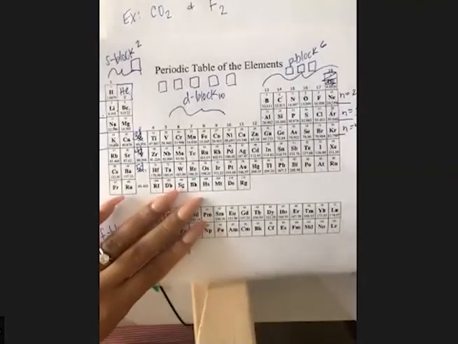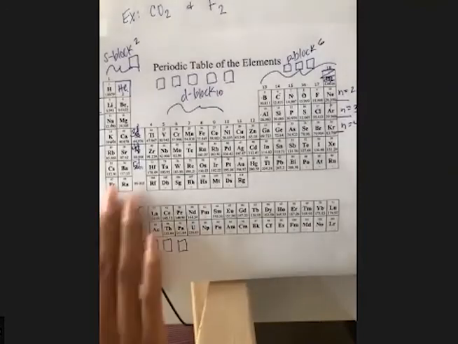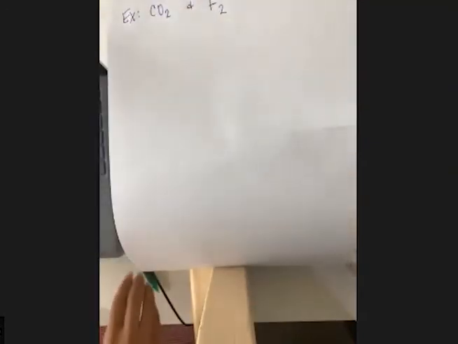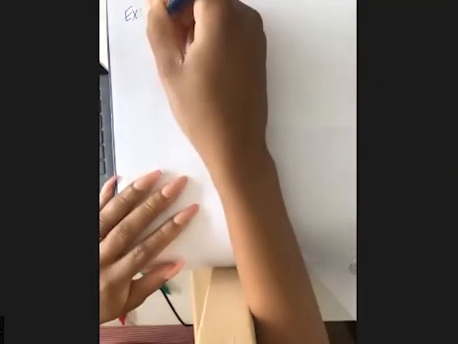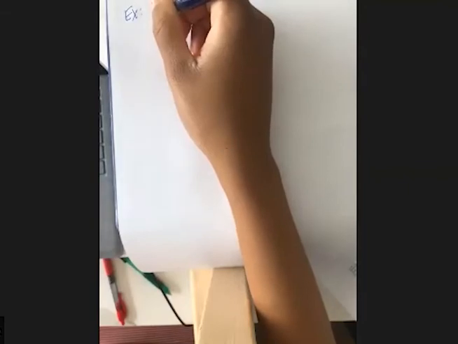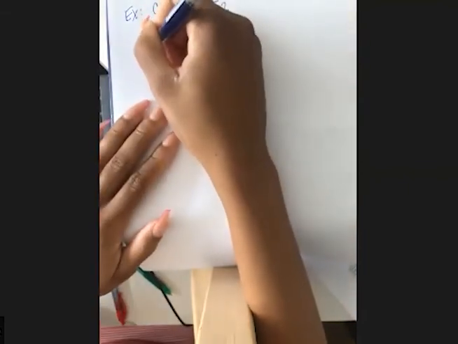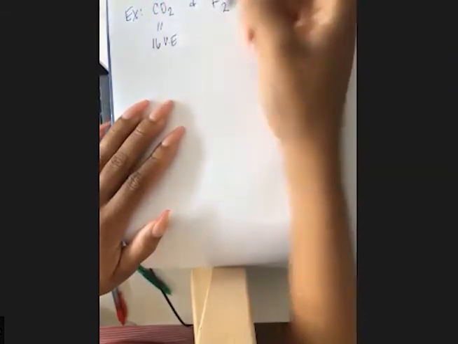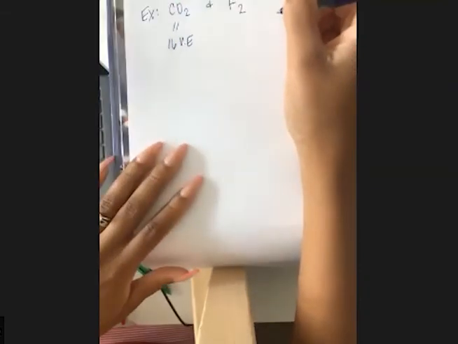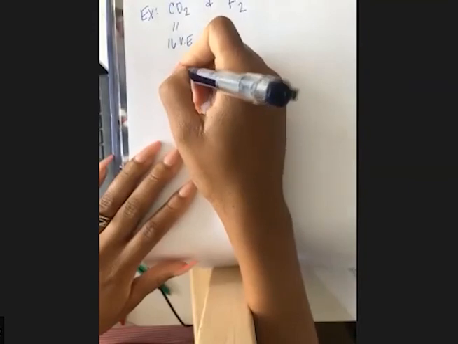All right, so let's go through carbon dioxide first. So how many total valence electrons, guys? 16. We say 16. Everyone agree with that? Yes. 16 for carbon dioxide. Okay, 16 valence electrons total. What's gonna go in the middle? Carbon. Carbon's going to go in the middle.